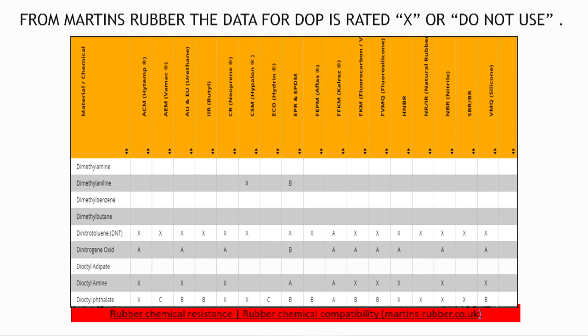Now, I apologize. This is the best I could do with the screen cap. Here's the link again, the red down at the bottom. But if you look at the very bottom of the chart, you can see dioctylphthalate, DOP. If you go all the way across, you see SBR is actually the third column from the right side, but you can see it is an X. It's a do not use SBR rubber where you're going to have dioctylphthalate involved in the process.